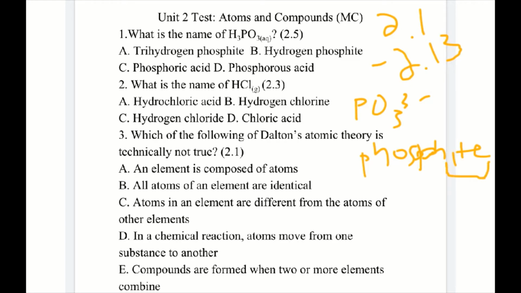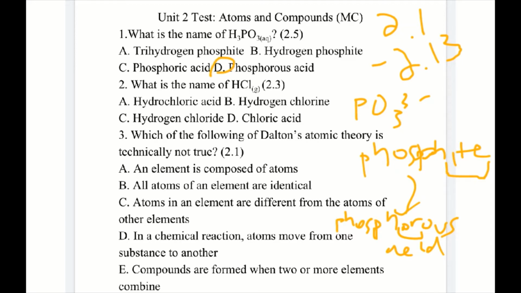So we have to change the phosphite into its acidic form, so we have to name it as phosphorus acid. So notice how I added the OR before the OUS, because for things with P or S, we have to do this for the acids. It's just a special thing. So therefore, our answer will be D, phosphorus acid.